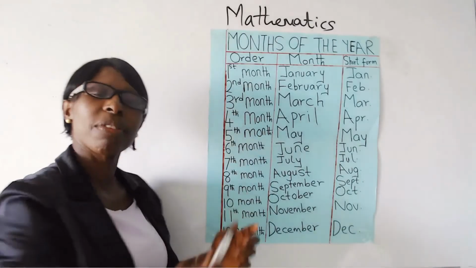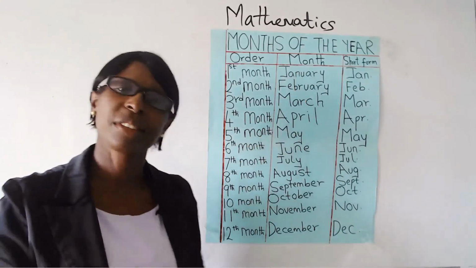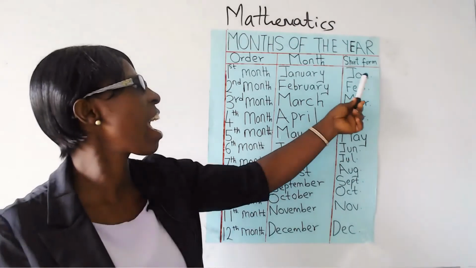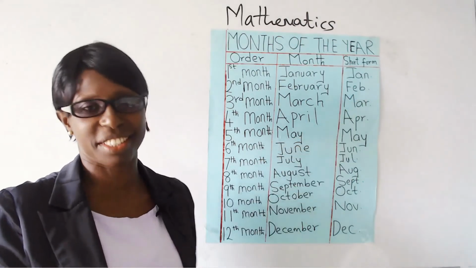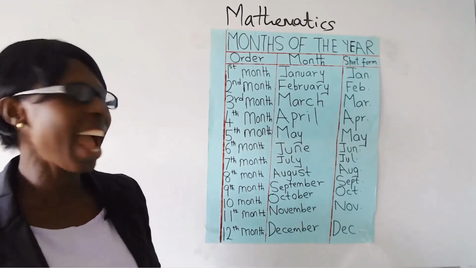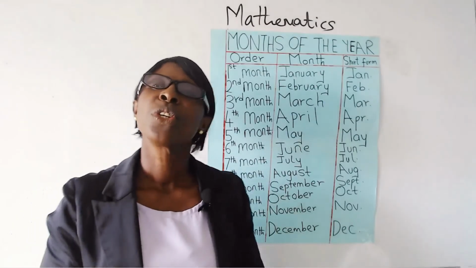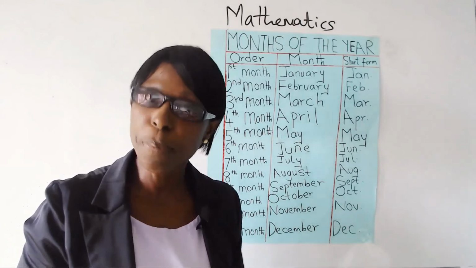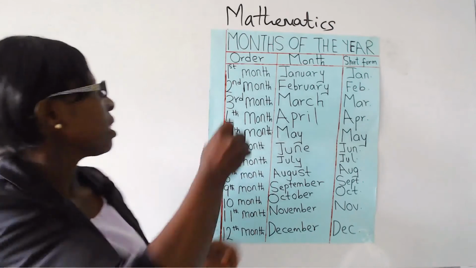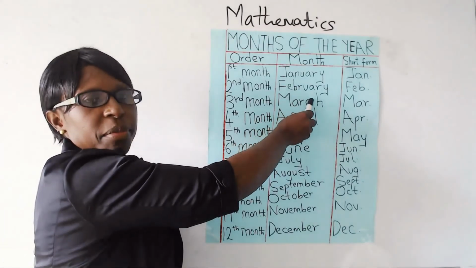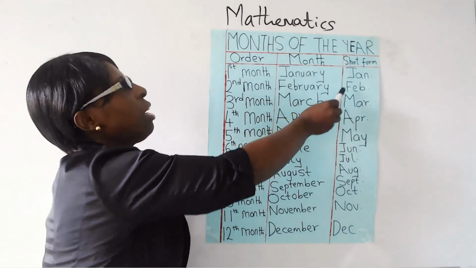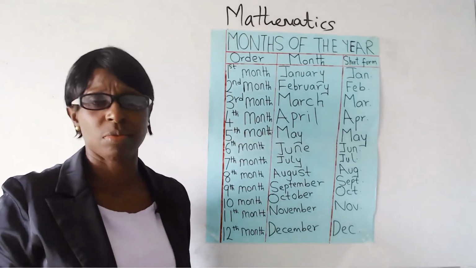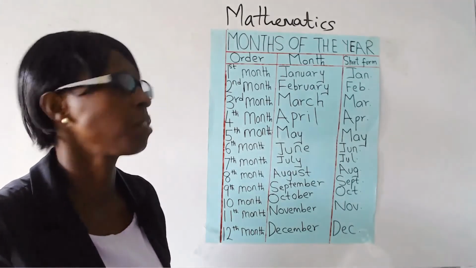First month is January. I will say January. Then the short form is J-A-N. You put your dot. J-A-N. And this dot shows that it is an abbreviation. That is not a complete word. Second month of the year is February. February. And the short way of writing it is F-E-B. You put your dots. It shows abbreviation.